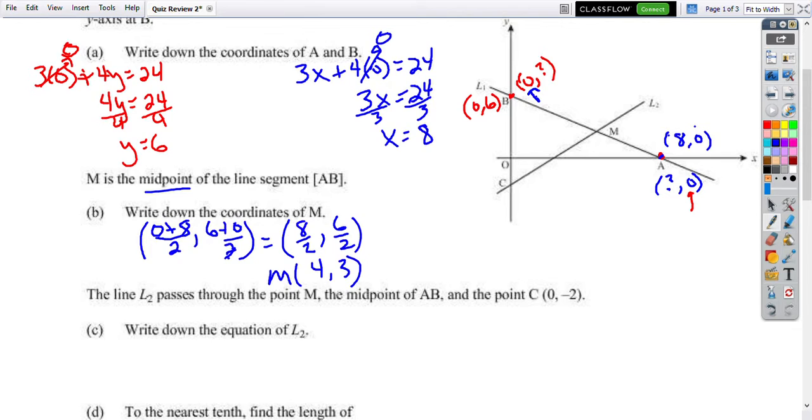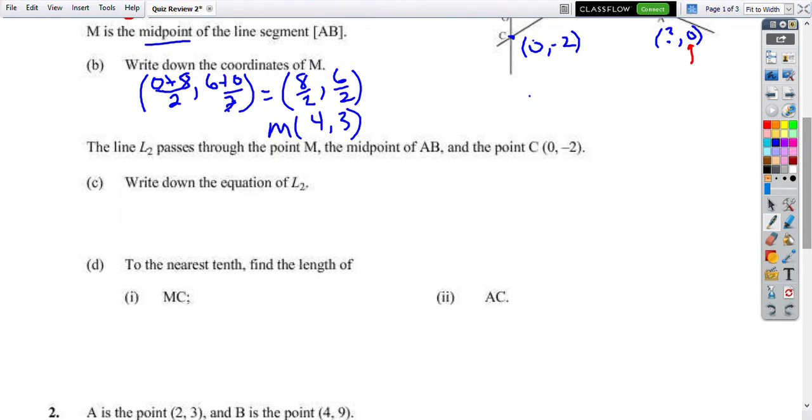And now we want to figure out the equation of line 2 if it passes through the midpoint M and C, which is down here, which has the coordinates of (0, -2). And we know M, which is right here, has the coordinates of (4, 3). So this is just the equation of a line given 2 points. Remember, if we want to find the equation of a line, we need 2 things. We need the slope and we need the y-intercept. So we'll figure out the slope first.